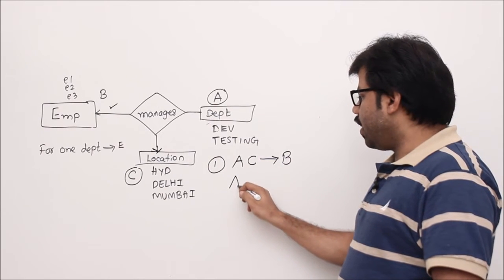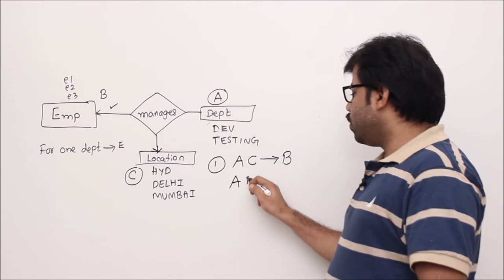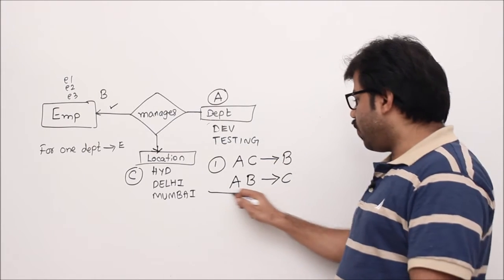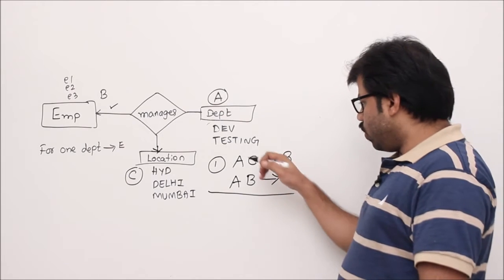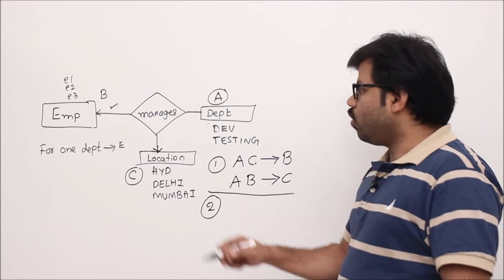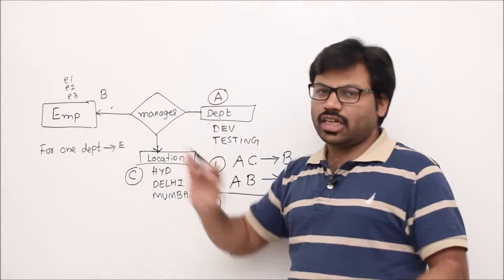That means A, comma B should uniquely decide what is the corresponding C. So this is one way of understanding it. When you have these two rules, then that is one understanding. There is a second alternative, another way to understand it, of course that is different.